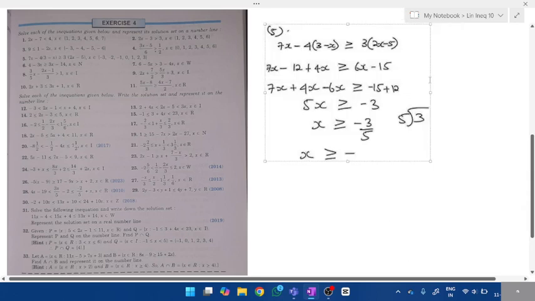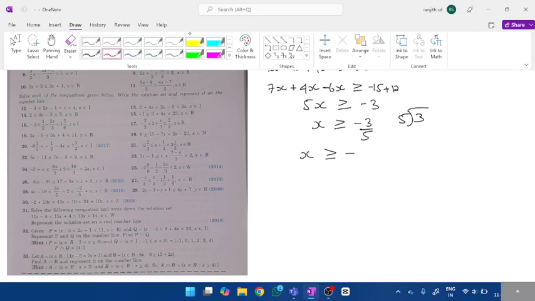So keep 0 point. Try this question. Complete it. 0.6. And what are the values given?